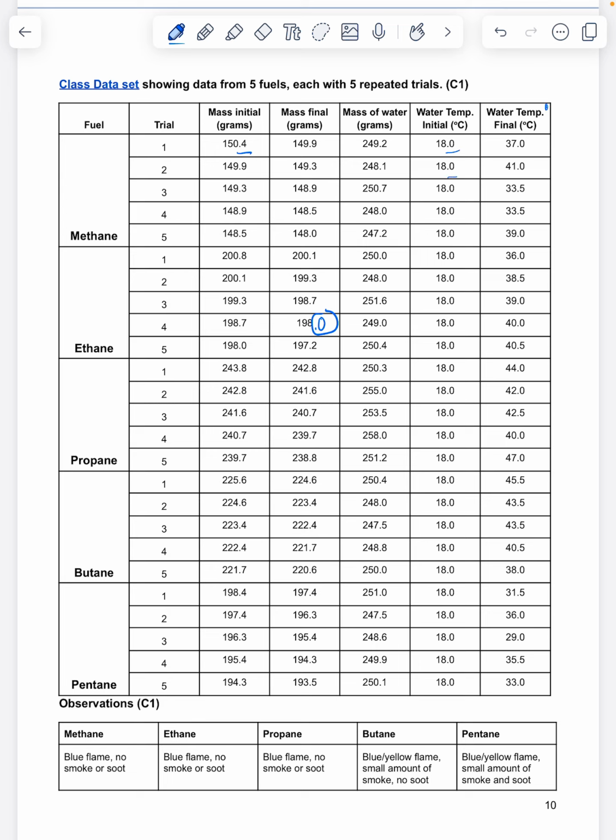So there's a label, there's a unit, there's a title that explains what the data is, things like trial numbers, not trail. A lot of people have autocorrect or something where they always write trail. It's not a trail, it's a trial, so please try to spell it correctly. And the fuel names are listed on the left-hand side.